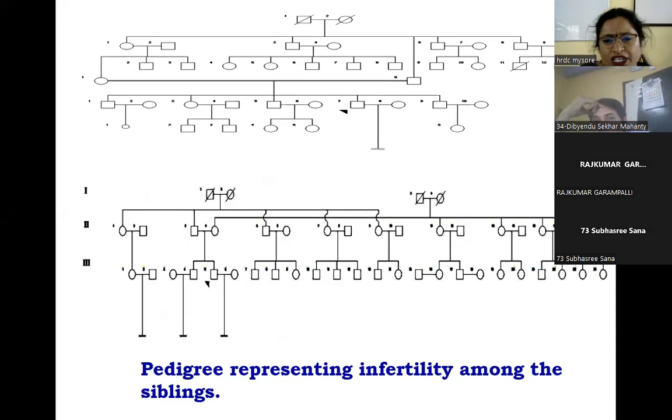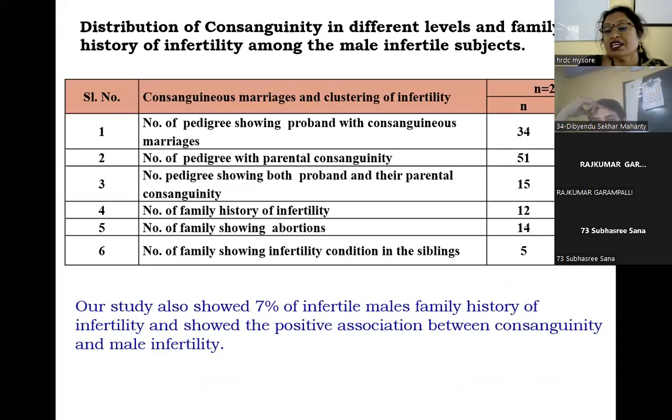These are representative pedigrees representing infertility among siblings. These are indicating the infertility. This arrow mark indicates the infertility in this particular male. This indicates no child here, so this is indicating the infertility. In our study we found that 7% of infertile males, when we collected the family history, showed a positive association with consanguineous marriage.